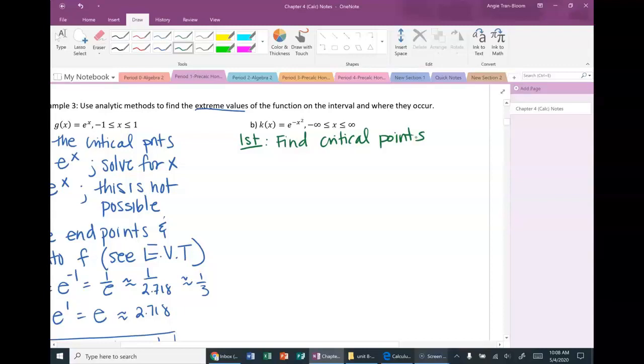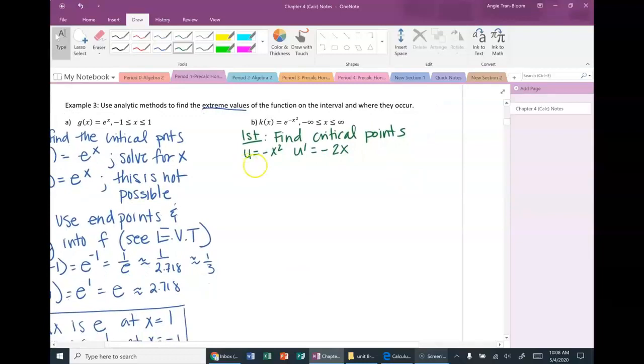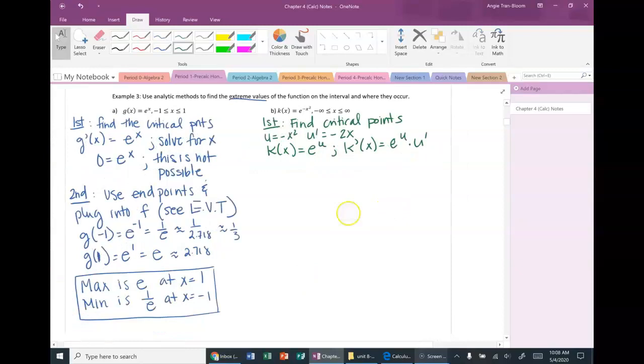Critical point is talking about the derivative, so I'm going to use u substitution. So u equals -x squared. U prime will give me -2x. I'm going to pinch it in a little bit because it tends to freeze on me if it's too stretched out. Then that means my k of x equals e to the u. The derivative, which is k prime of x, equals e to the u times u prime. So with this said, I now have to plug u back in and u prime back in.